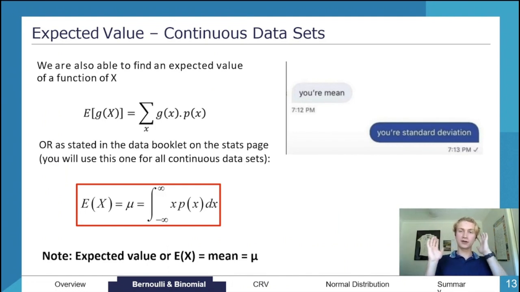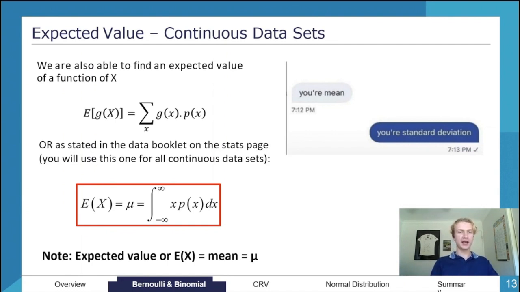Now, for our continuous data sets, and as I said before, our continuous data sets have something slightly different going on. And that is that we're using integrals to work out the functions, because if it's a continuous function, what does that mean? That means that the graph has a shape. And if the graph has a shape, one interesting property that we find is that if we integrate, we can actually find the probability of it being between 2 points.